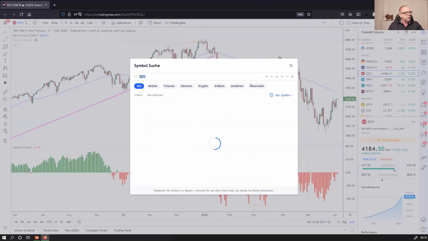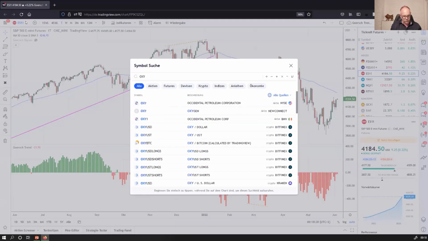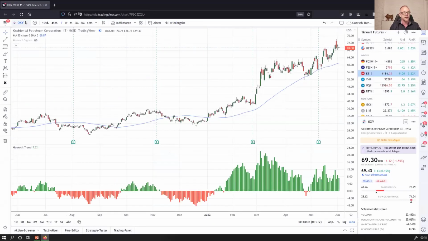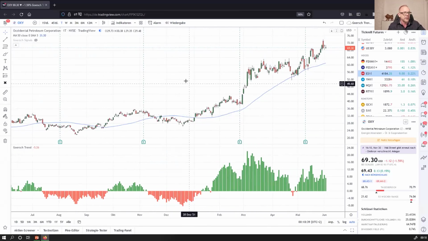So maybe the first one we take a look at is Occidental Petroleum. We see this nice uptrend here. Energy markets, energy stocks actually are the best stocks this year. So we have a lot of stocks with valid uptrends, with strong uptrends.